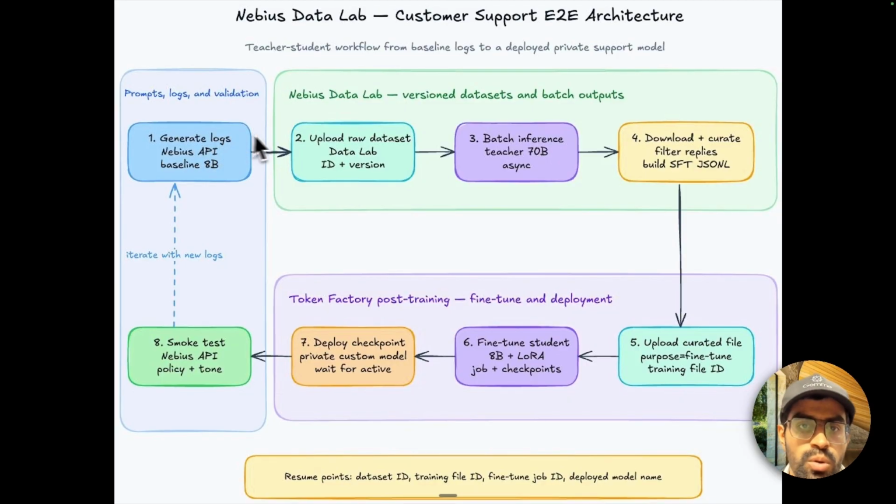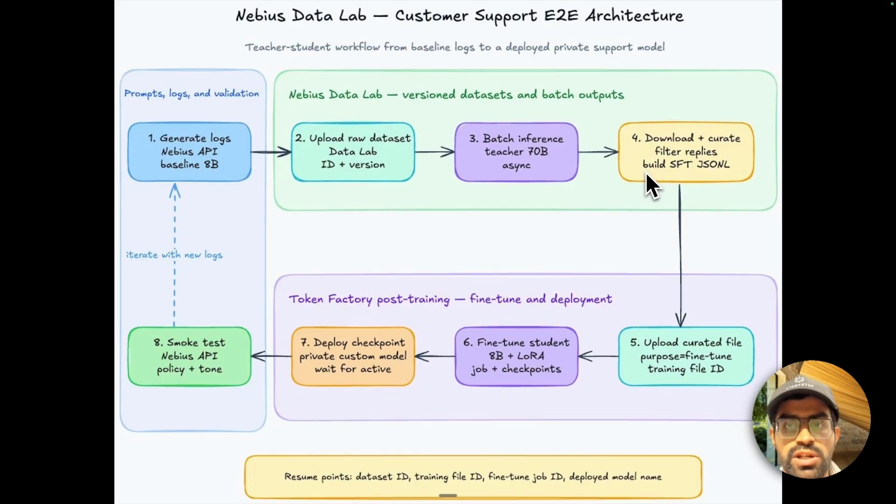Now we upload our raw dataset to Data Lab, and we use batch inferencing with the help of a larger, much more well-suited model to generate high-quality responses, which will simulate what we actually want in our production application. Then we download the raw dataset, including the batch responses from our larger model, filter out the appropriate replies, and build the JSON lines dataset for our fine-tuning.